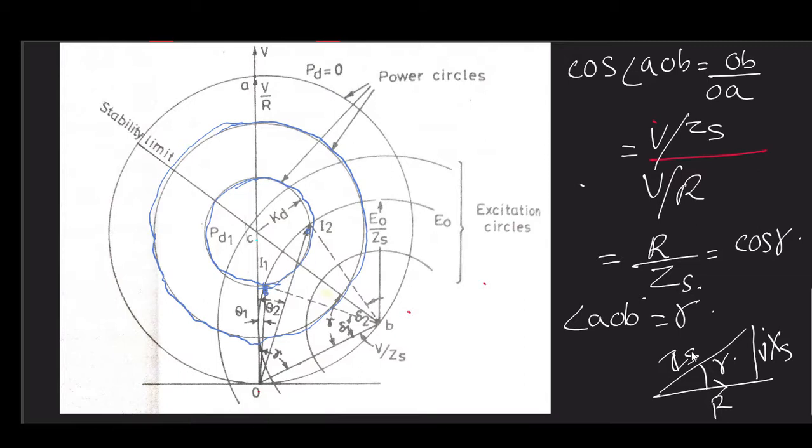Now here clearly one thing that is clear from this diagram is that V by Zs is at an angle gamma from your line V by R. And this I1, let me draw the two, otherwise you will not get it. This is our I1, this is our I2.